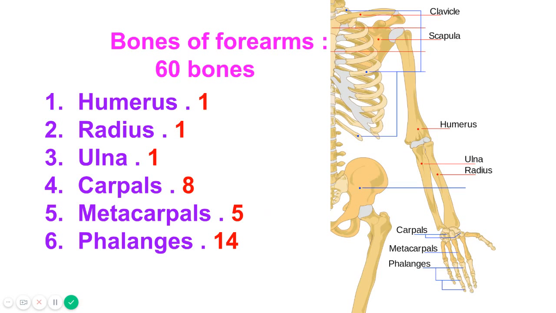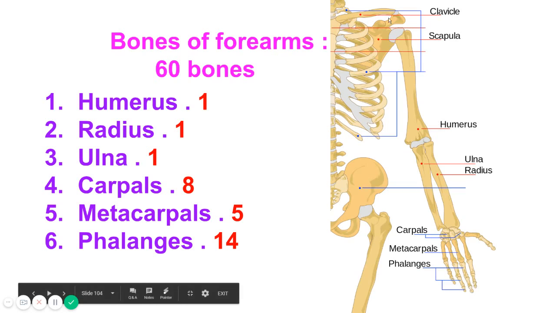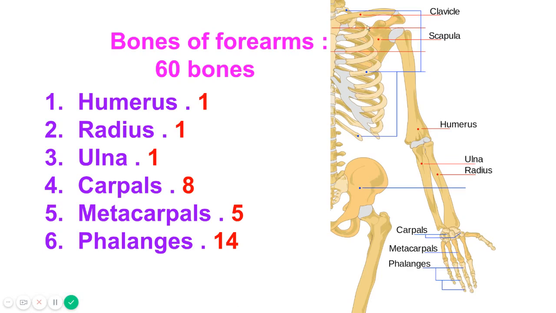And the bones of forearms, there are 60 bones. First, let's see, this is clavicle, the beauty bone, and this bone is the scapula. You can see this is scapula. This is clavicle and this is scapula. And the bones of forearms are humerus. This is humerus. The upper portion of the arm, the bone here, this is the humerus, and this forms ball and socket joint with the scapula.